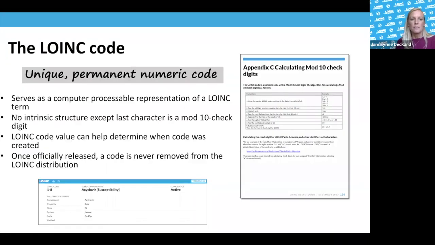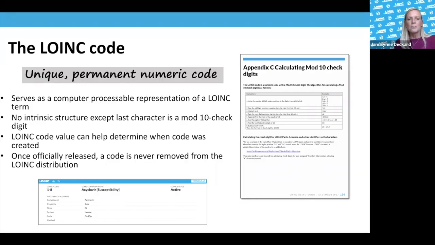So the LOINC code itself is a unique permanent numeric code. It serves as a computer processable representation of a LOINC term. There's no intrinsic structure except that the last character is a mod 10 check digit. And if you want to look into how that's calculated, you can refer to Appendix C in the LOINC User's Guide in our knowledge base.